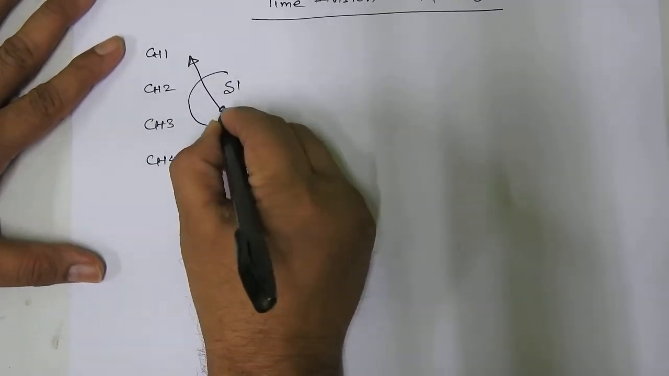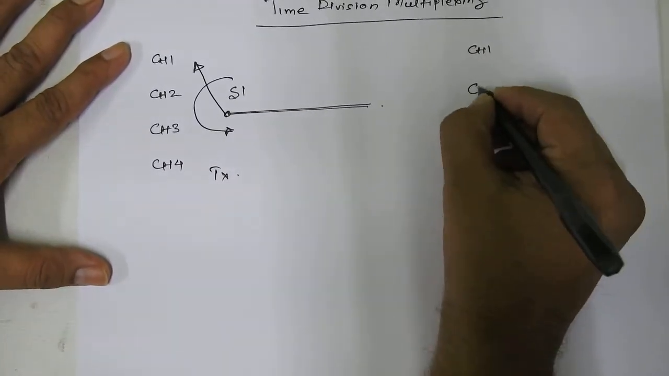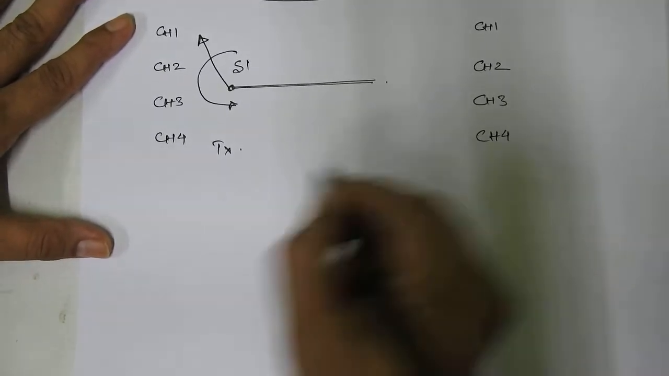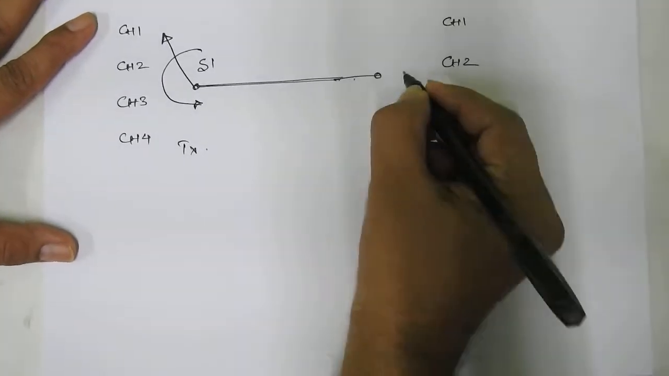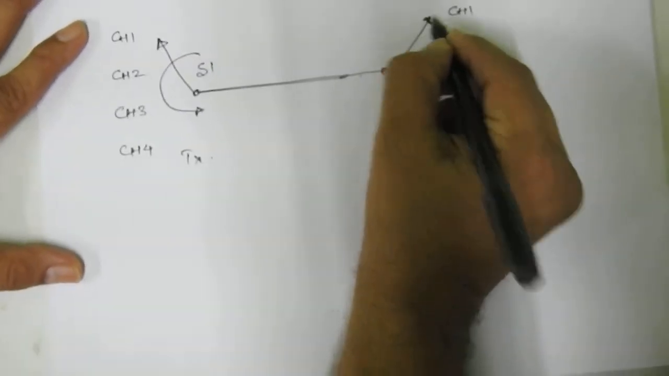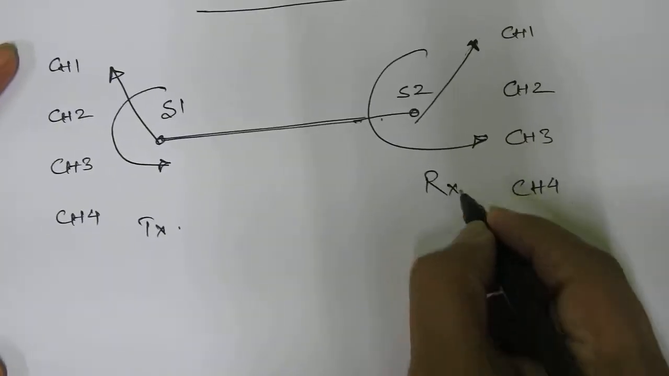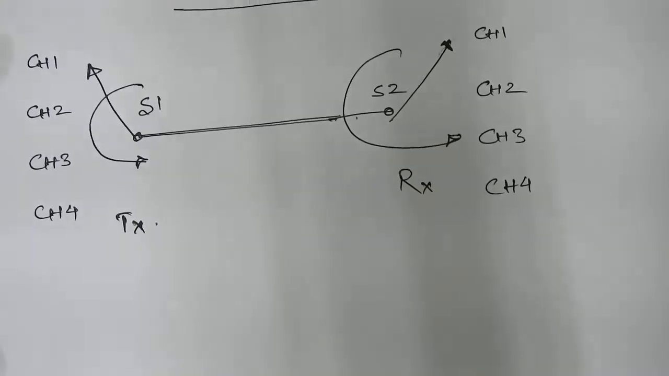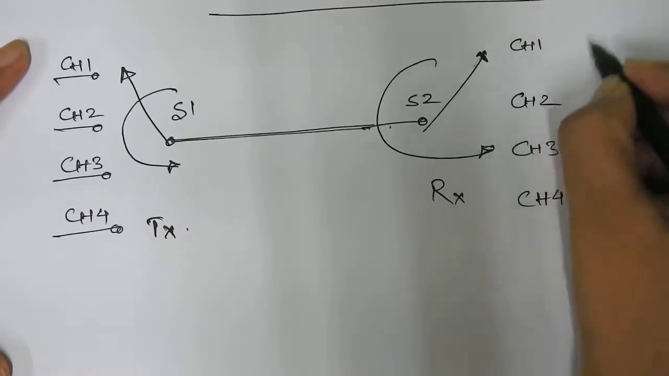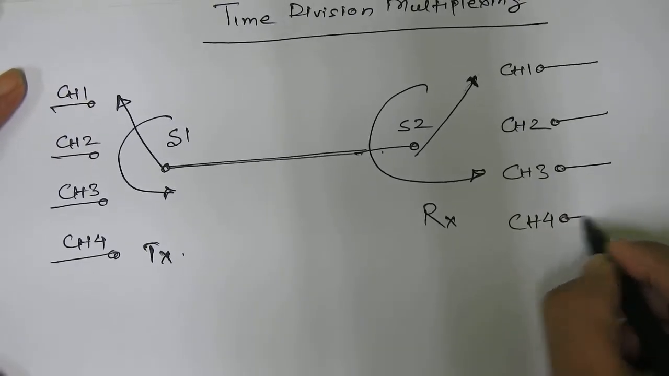this is a transmitter. Then at the receiver there is a channel 1 receiver, channel 2 receiver, channel 3 receiver, and a channel 4 receiver. So there is another mechanical switch S2 that is also rotating. So this is the receiver. This is channel 1, channel 2, channel 3, and channel 4 input. This is my channel 1 receiver, channel 2 receiver, channel 3 receiver, and channel 4 receiver.